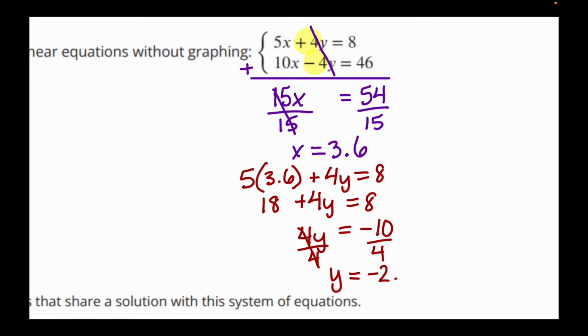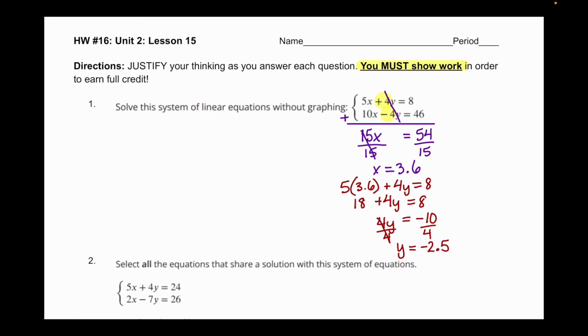I'm going to stick with decimals since that's what I was using in the one above. So x value of 3.6, y value of negative 2.5. That is the solution to this system. They don't always come out to be whole numbers, but that's okay.